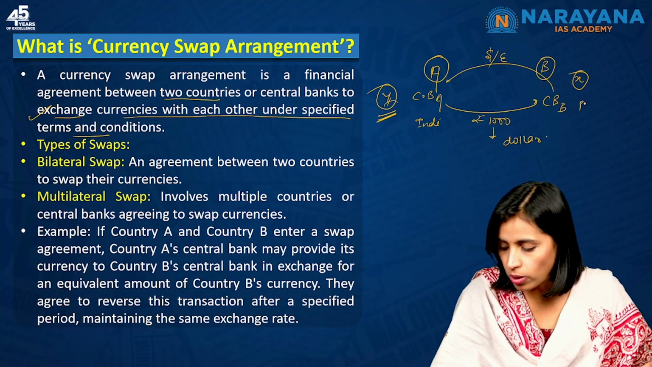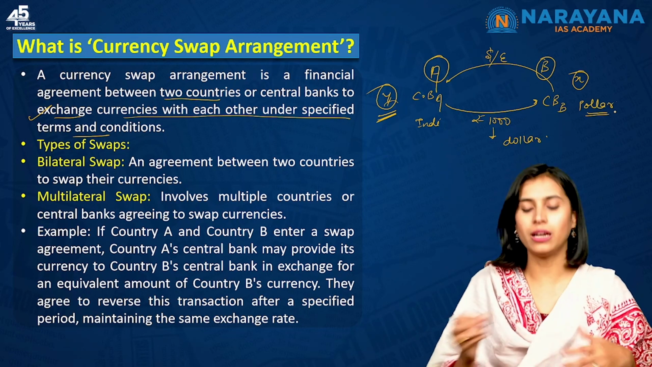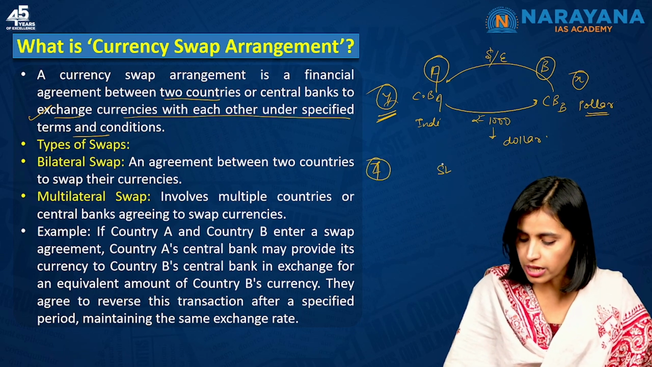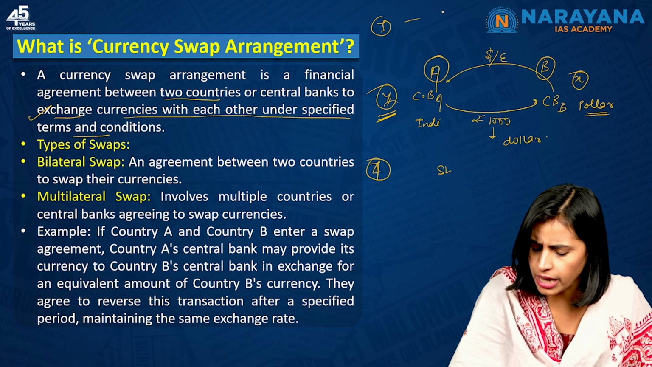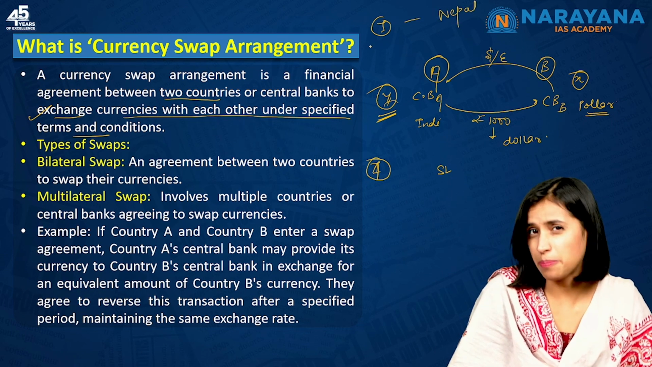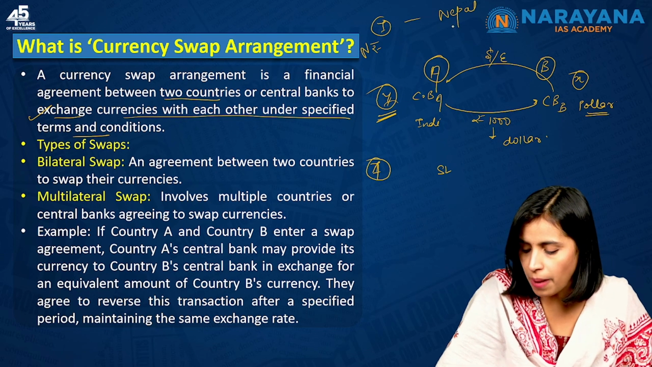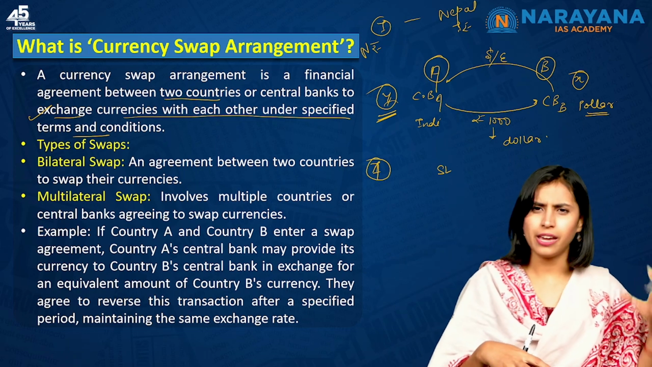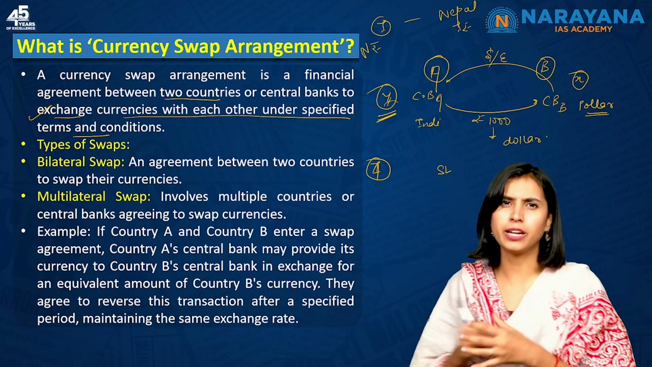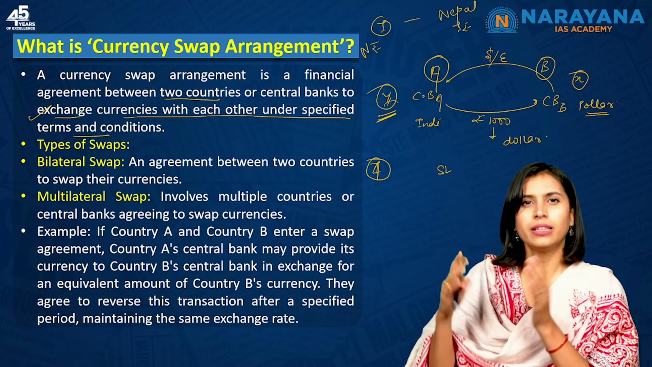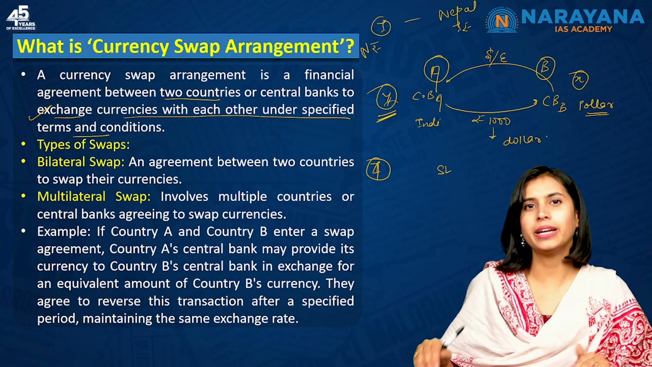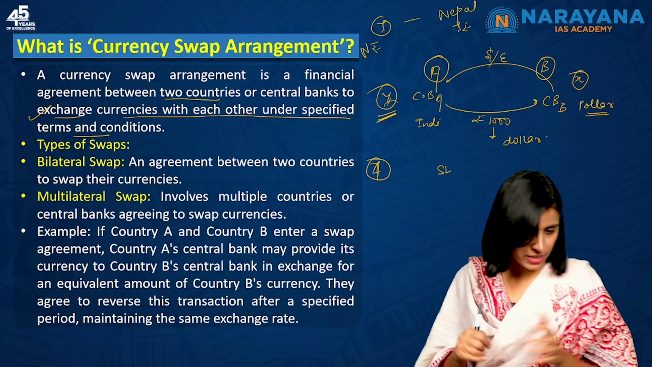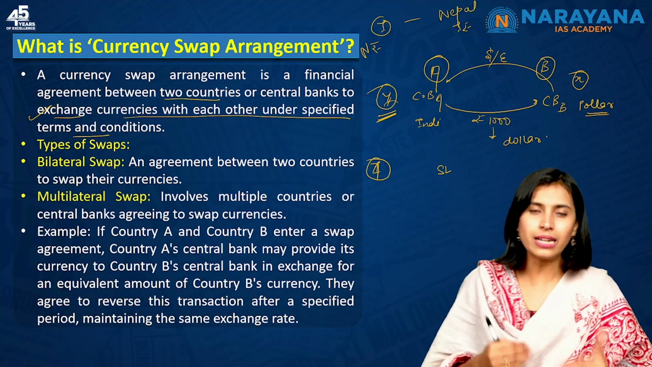You can also take the case of India and Nepal. India has Nepalese rupees and Nepal has Indian rupees. So if Nepal is buying something from India, it can pay in Indian rupees. If India wants to buy something from Nepal, it can pay in Nepal rupees. And finally, at the end of the year, the entire accounts can be managed, and in the entire transaction, the dollar is not being used. So that's basically a currency swap agreement, where they're swapping currency with each other.